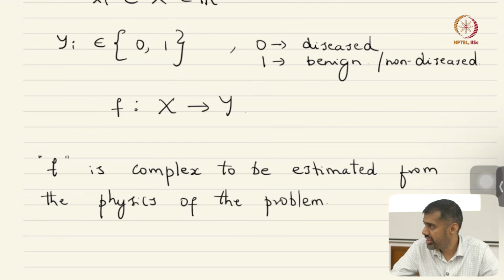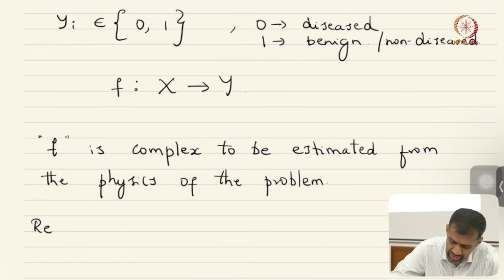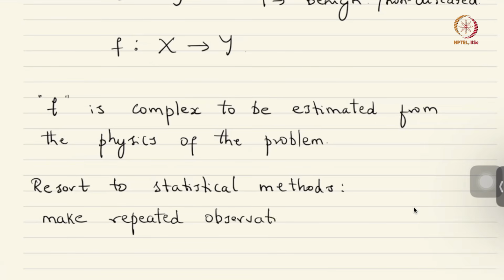Because f, or the underlying function, is complex or difficult to model using the physics of the problem, we need to resort to statistical methods, where the idea is to make repeated observations and estimate f. So this is why we need probability theory. What is probability theory all about? That we make repeated observations and then try to learn our estimates. Does it make sense? Okay.